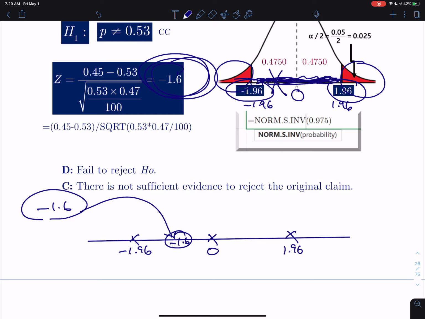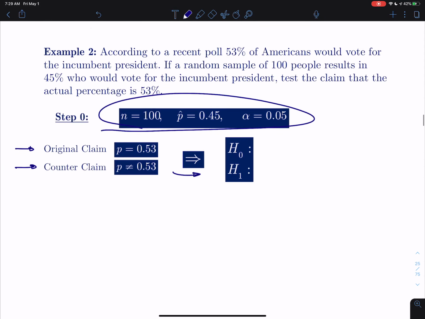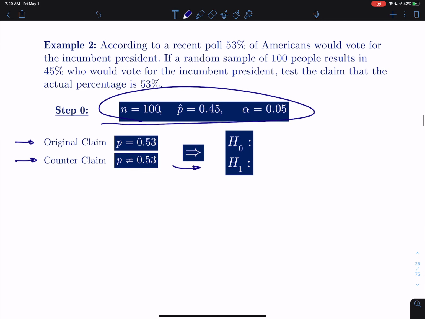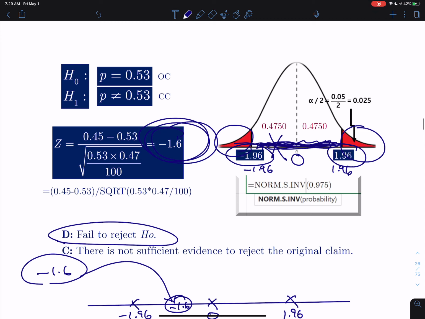Minus 1.6. So therefore, it's falling into the acceptance region. So it's not in the rejection region. Well, if it's not in the rejection region, it's not in the red area, then we can't reject it. So what do we say? We fail to reject it. So it looks like whatever claim they made, it said according to a recent poll, 53% of Americans voted for the incumbent president. It looks like we can't reject that statement. So if you can't reject that statement, what does that mean? I mean, it's probably true.